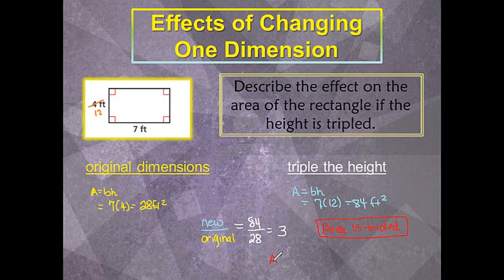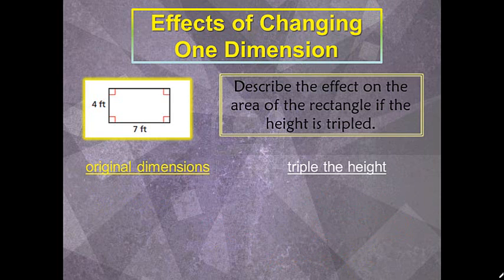If I take the area formula and I triple the height, so instead of base times height, I have base times 3 times height. Just to simplify that, I have 3 times BH. Well, I know that BH is the original formula for area, so I can see easily that area is going to be tripled if I triple the height. Let's do another example like that.